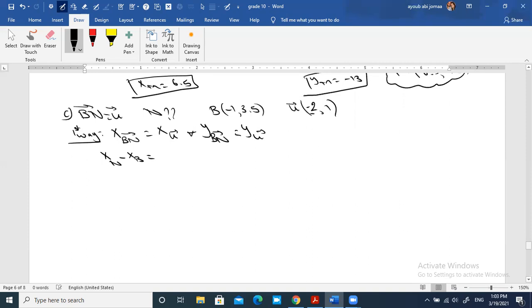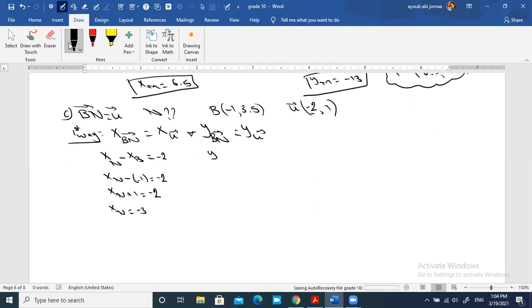Minus 2, minus 2. So x of N minus what is x of B? x of B is minus 1, so minus negative 1 is equal to negative 2. Then xN plus 1 equals negative 2, so x of N becomes minus 3. Right? So x of N is equal to minus 3.